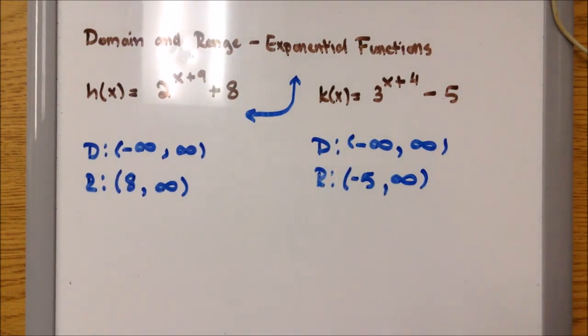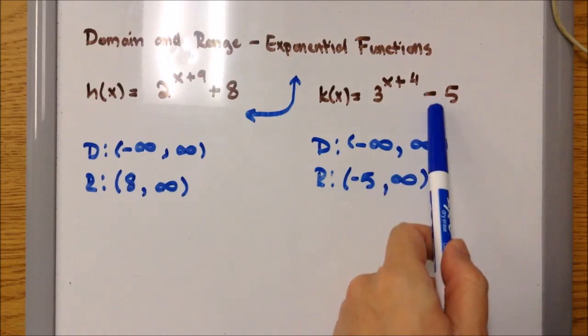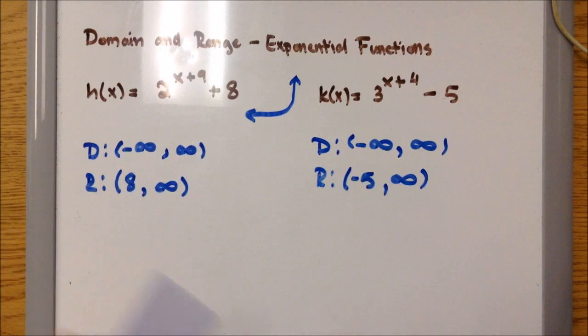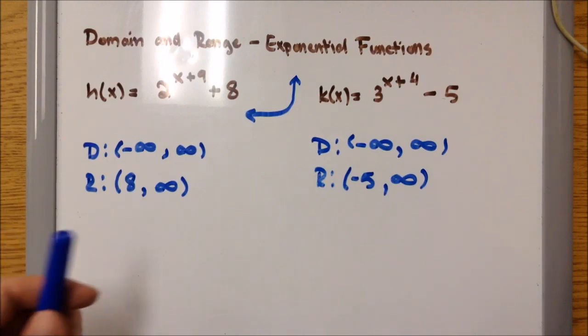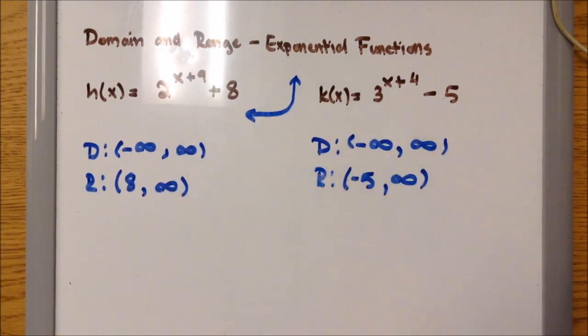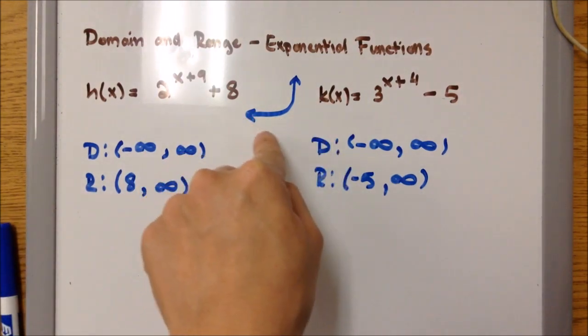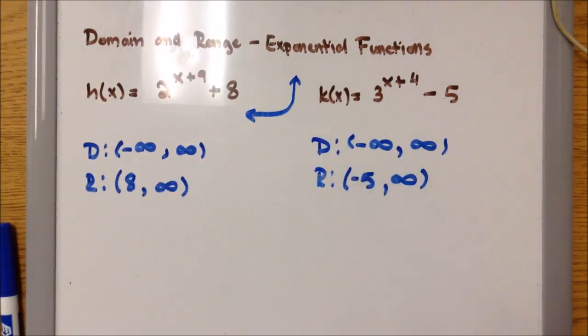Now if you're confused on why we're using these values, plus 8 and minus 5 in our range, you have to go back to the first video about how the function ties in with the graphs and what the exponential function graphs look like.